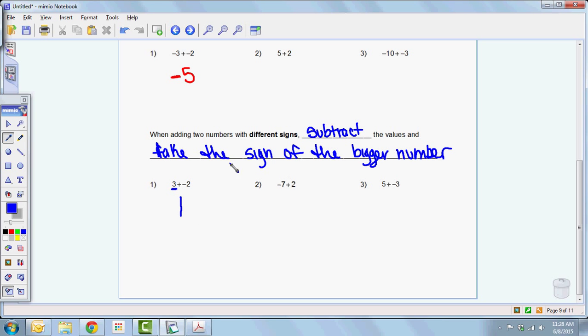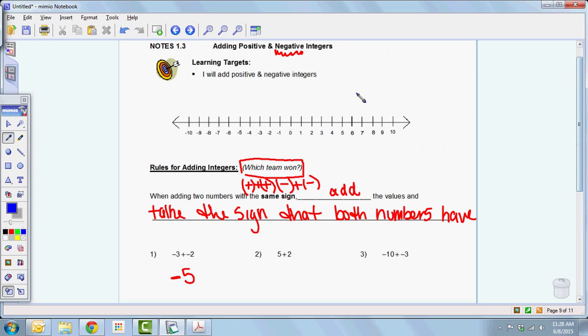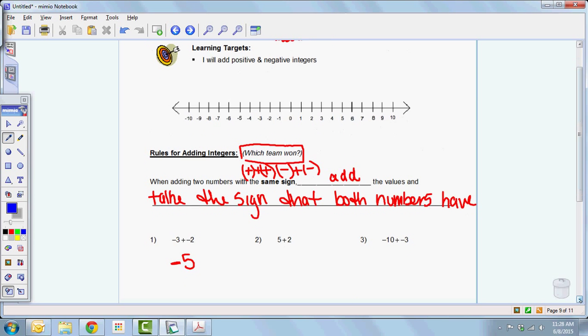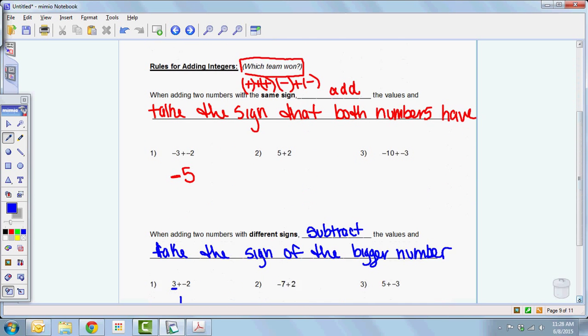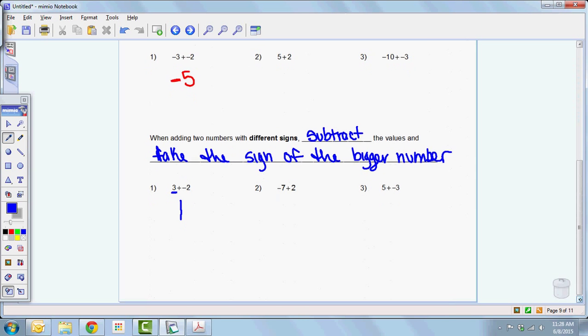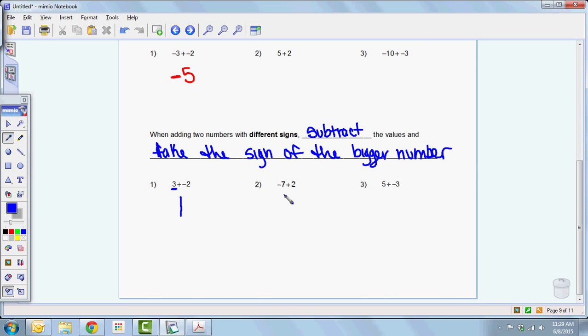Okay? Or you could think of it this way. I have $3 in my pocket, and then I lose 2. So how many am I left with? Well, I'm left with $1. Okay? All right, so let's go back to my saying up here. Which team won? You're going to hear me say this a lot because that helps a lot when you are adding two different signs. So let's do our little which team won in example number 2.